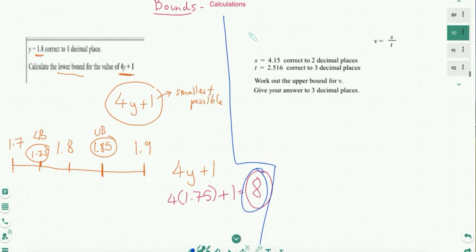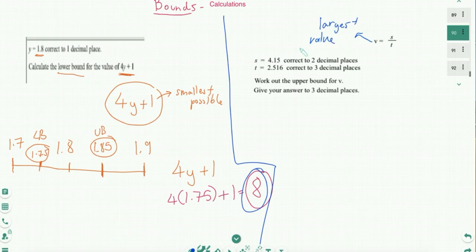Let's look at the next problem. V is equal to S divided by T. S is 4.15, correct to 2 decimal places. T is 2.516, correct to 3 decimal places. And work out the upper value for V. Give your answer to 3 decimal places. So we want to find the upper value for V. That means the largest possible value.